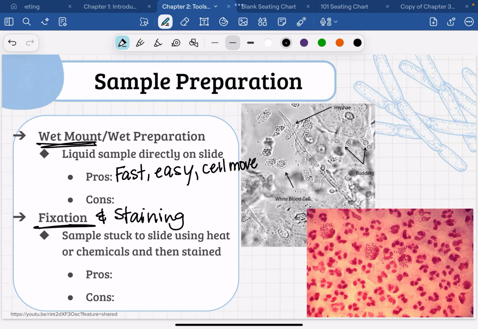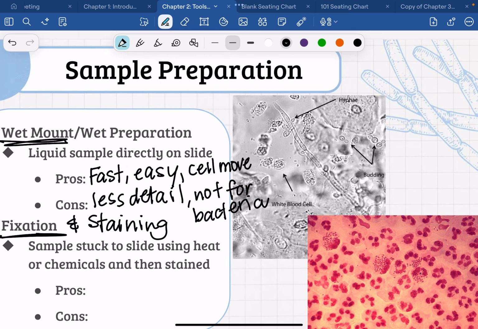Now, the cons of this is that there is less detail, specifically because we're not staining anything. And it is not useful for bacteria. The reason for that is because you actually can't see as much detail on a wet preparation to be able to visualize bacteria. Bacteria are just gonna look like little dots, okay?